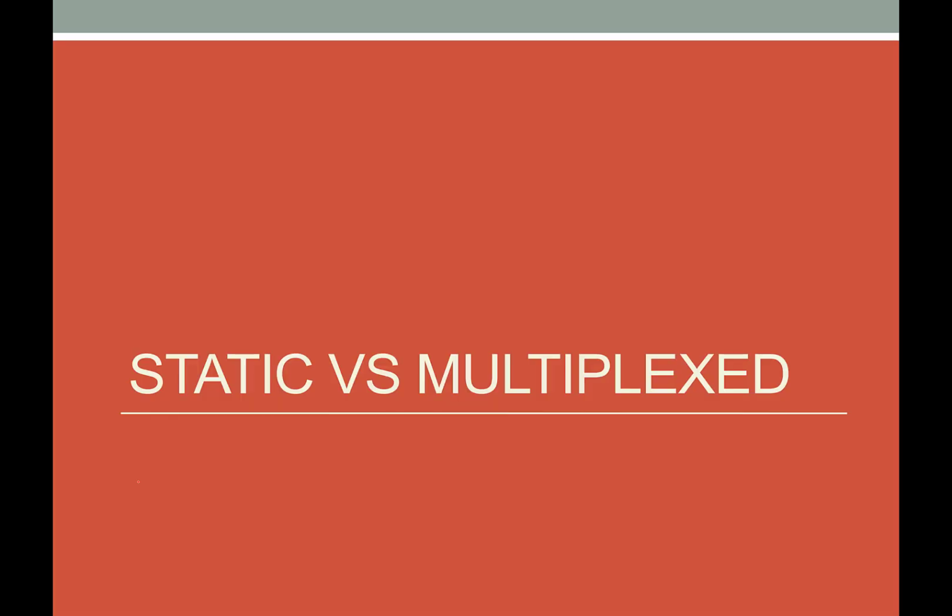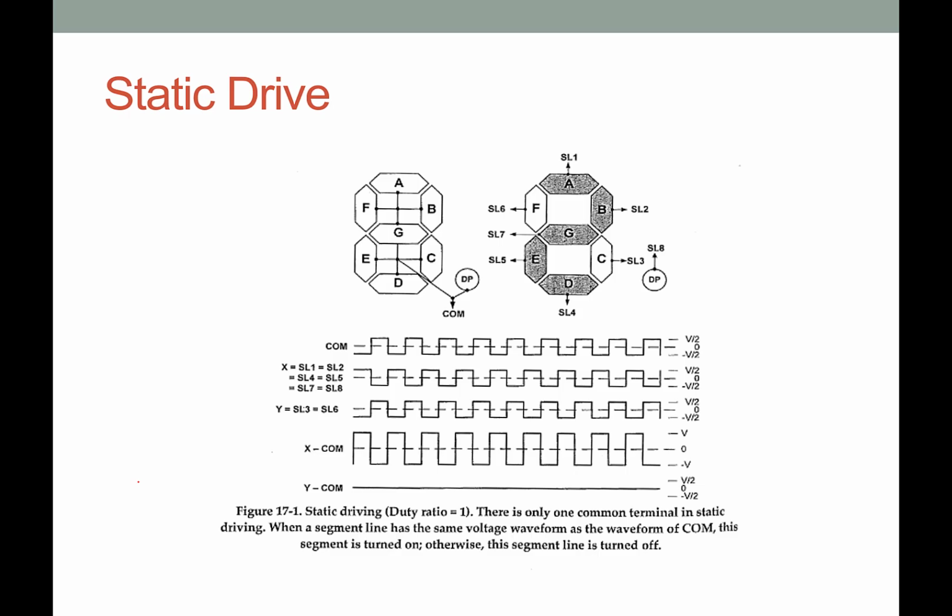Okay, so now let's talk about what else we could do with a 7-segment display, and how we might also try to minimize the number of pins. This talks about static versus multiplex. This should immediately make you think of a multiplexed line, like a multiplexer. And again, we're trying to find a way to reduce the number of pins.